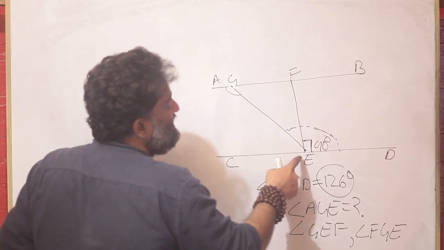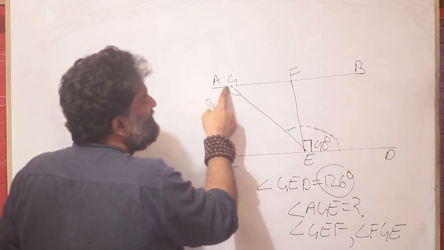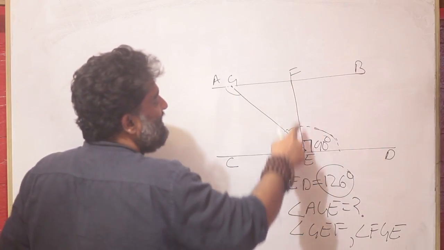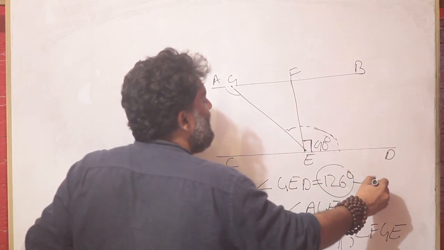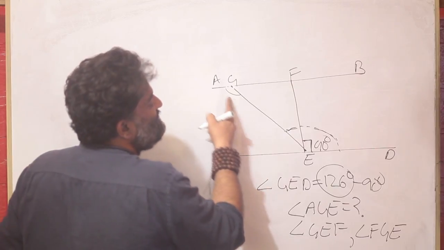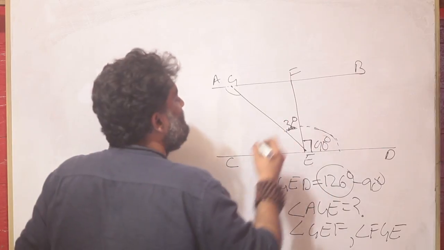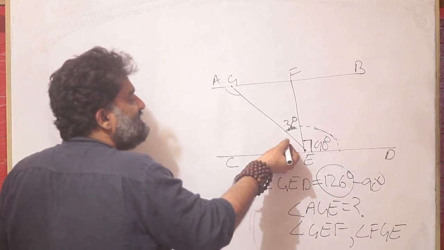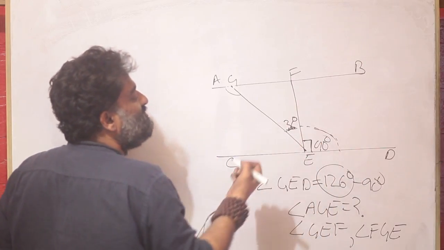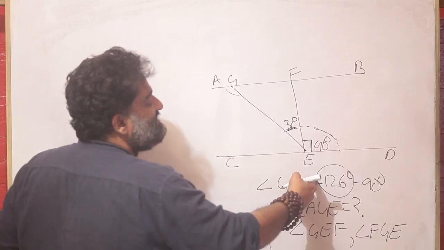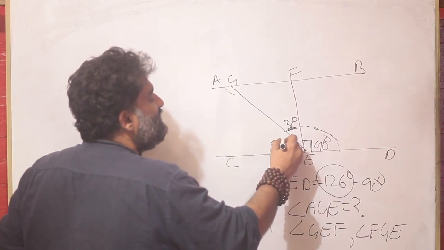I know angle GED is 126 degrees. But angle GED is made up of angle GEF plus FED. I know FED is 90 degrees, so 126 minus 90 degrees is going to give me angle GEF. 126 minus 90 gives me 36 degrees. I can very quickly see, and the direction does not matter, just keep taking the next step. I can see this whole arc is going to be 180 degrees. So 126 degrees is gone. Out of 180 degrees, how much am I left with? I'm left with 54 degrees.